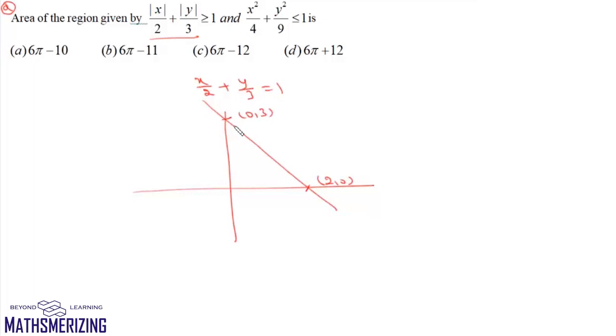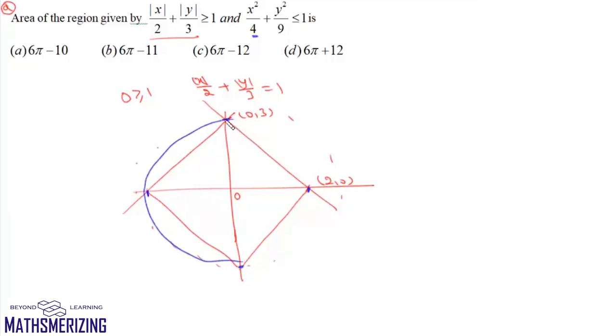Now for mod x, we'll take the reflection of right on left, and then for mod y, we'll take the reflection of up on down. So this rhombus is the graph represented by mod x upon 2 plus mod y upon 3 equals 1. Now we need to know whether we are looking for the region inside this rhombus or outside it. So we'll put the origin and get 0 is greater than or equal to 1. That means we are looking for the region which lies outside this rhombus. Now the second one is nothing but an ellipse. It'll pass through minus 2, 0, plus 2, 0, and 0, 3 and 0, minus 3. So we'll draw this ellipse.